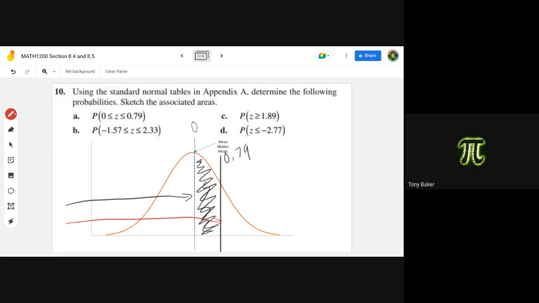So what's the probability, or what's the percent, for a z-score of 0? The red or black line. Sorry. So a standard score of 0.